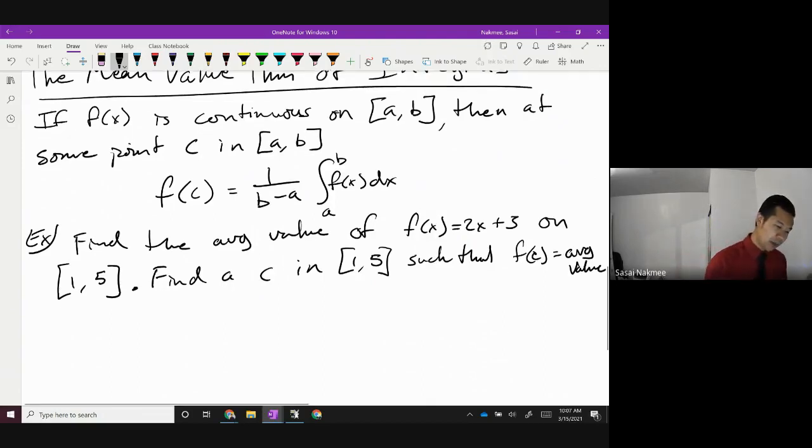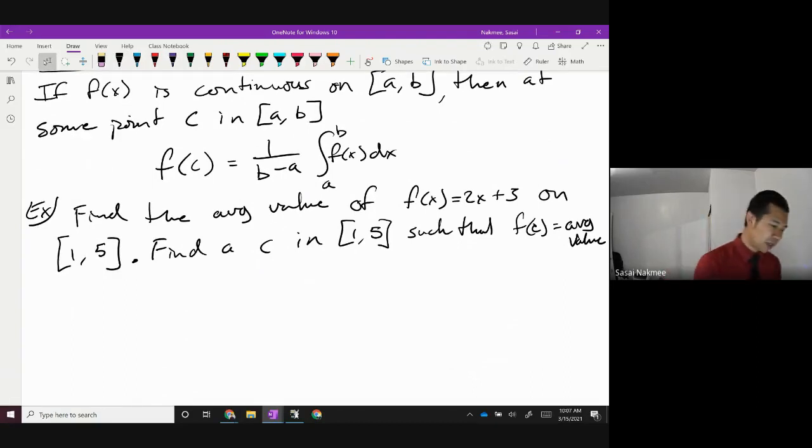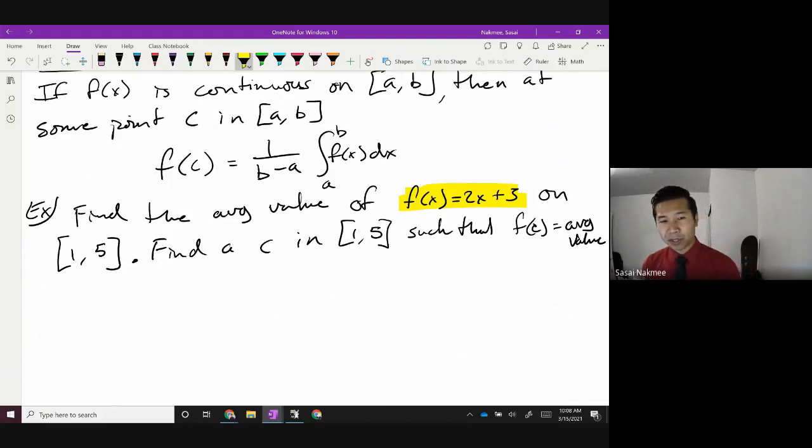Okay? So check the first things first. Is this function a continuous function? And 2x plus 3 is a linear function. It's a line that is continuous everywhere, that's on this interval from 1 to 5. Right? So let's go ahead and do this real quick.